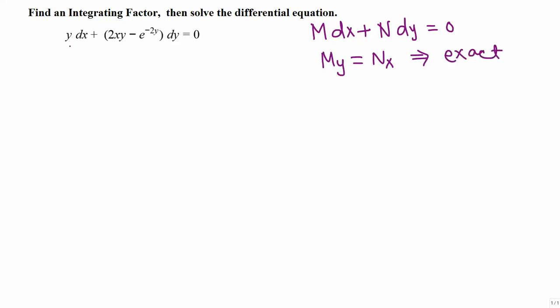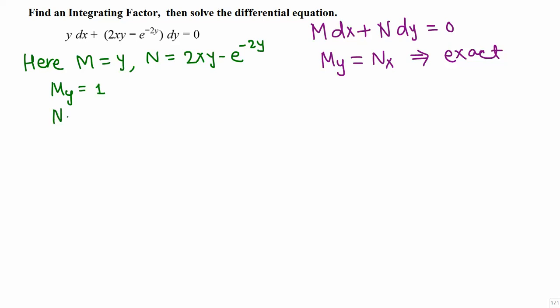Okay, but in this case that's not the case. Derivative of y, which is M, with respect to y is 1. So let me write in this way. Here M is y and N is 2xy minus e raised to negative 2y. Partial derivative of M with respect to y. So find the derivative of this function with respect to y, 1. And N_x, partial derivative of N with respect to x.